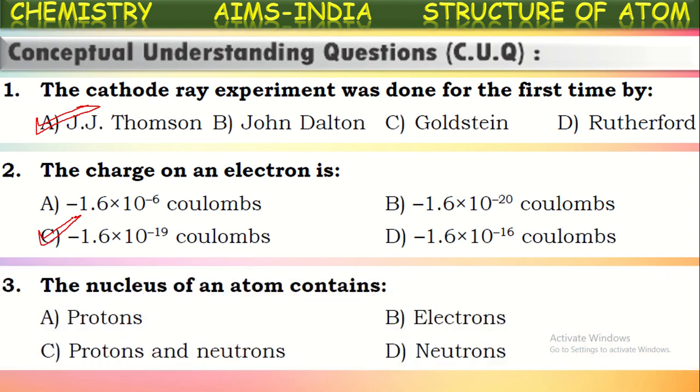Next one, the nucleus of an atom contains. What does it contain? Actually, in atoms there exist 3 fundamental particles. They are electrons, protons, and neutrons. Out of these, protons and neutrons are present inside the nucleus. These are also called nucleons, isn't it? Inside the nucleus of an atom there exist protons and neutrons, whereas electrons are revolving around the nucleus in concentric circles called orbits. So inside the nucleus there will be only protons and neutrons.